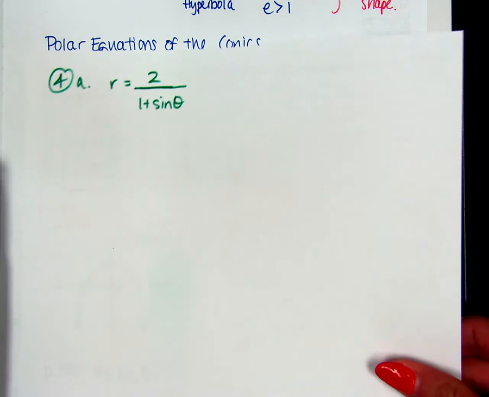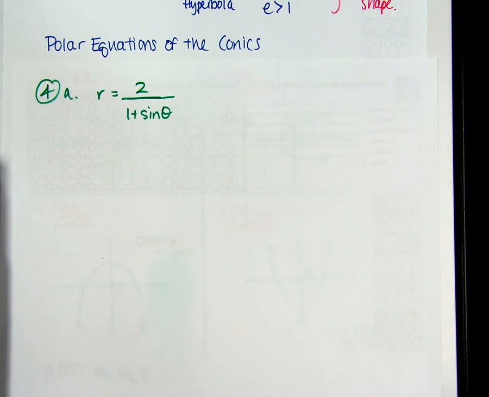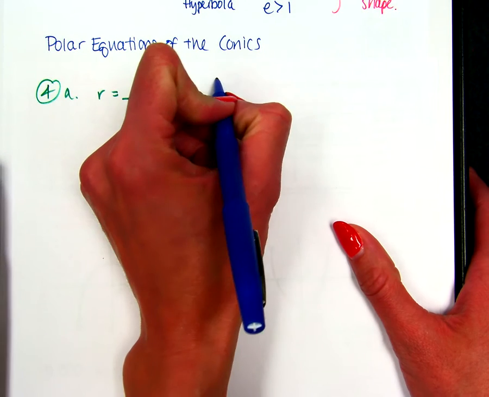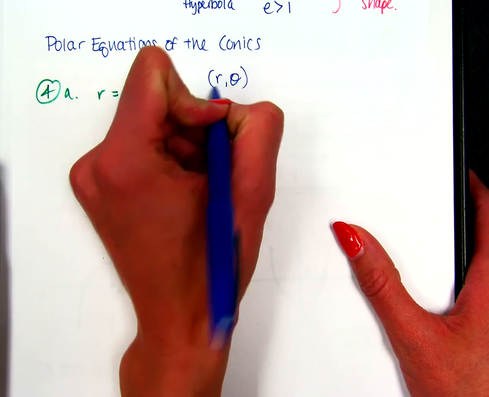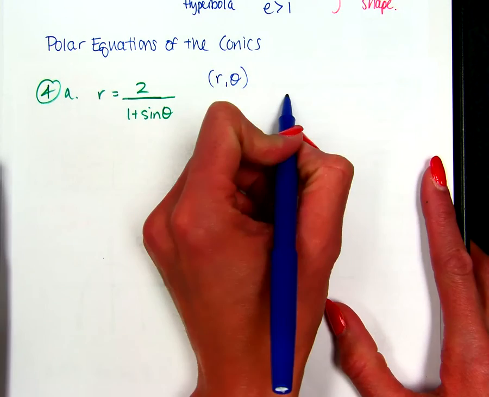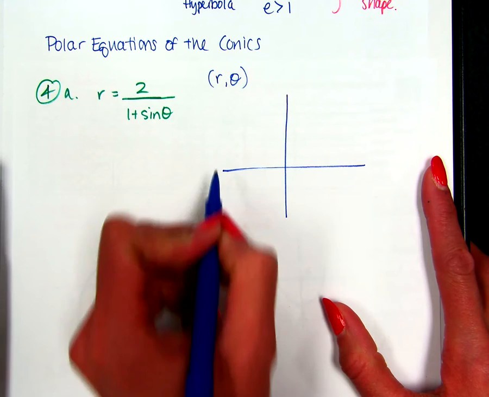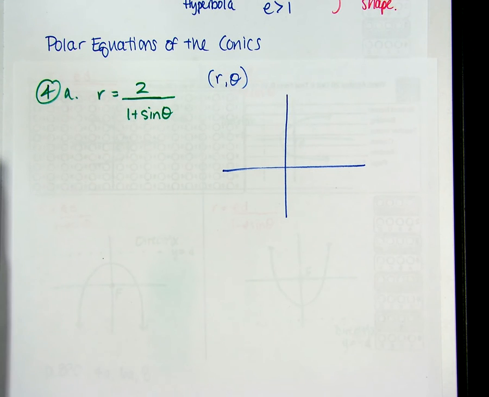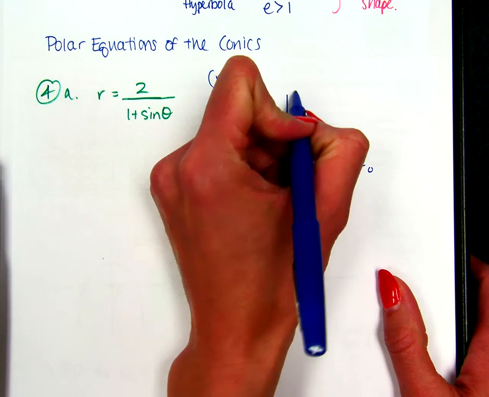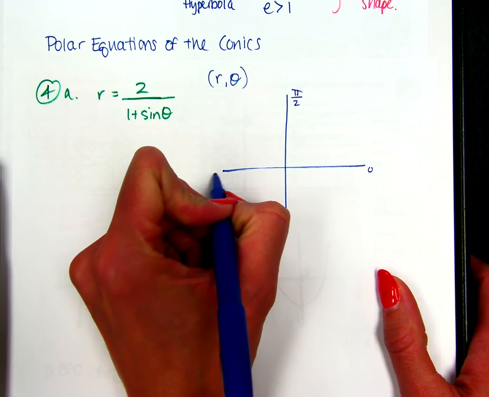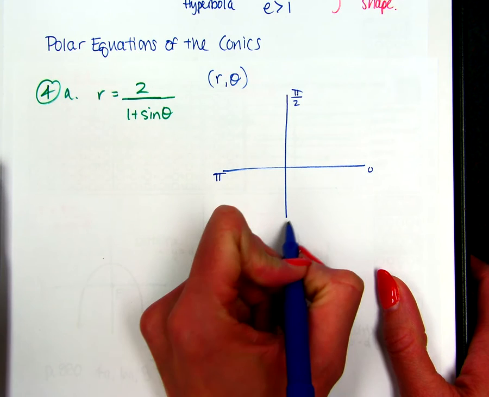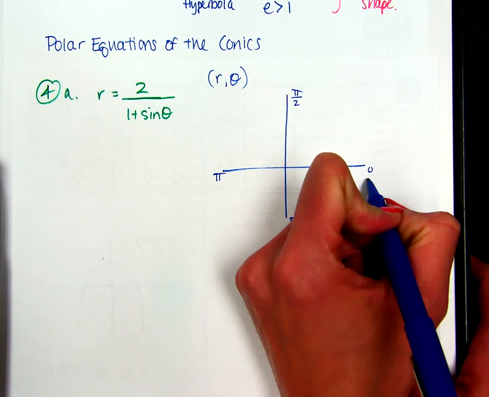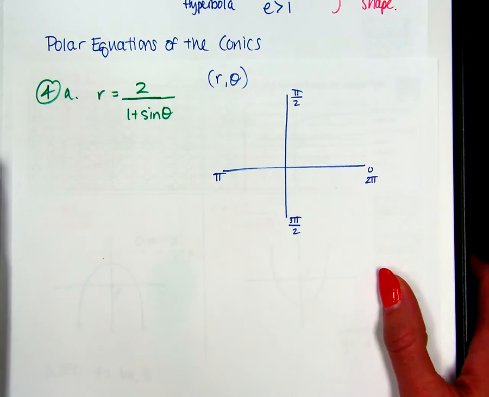All right, so we're going to start with 4a, which gives us this equation, r equals 2 over 1 plus sine theta. So as a reminder, polar coordinates are r, comma, theta. So we have this will be 0, pi over 2, pi, and 3 pi over 2. And you could keep going. This could also be 2 pi, and so on.